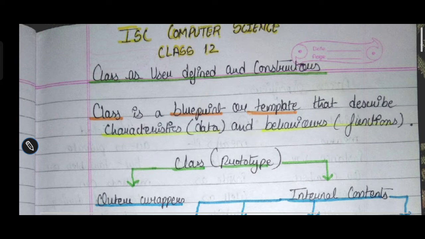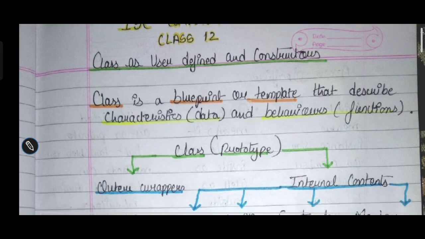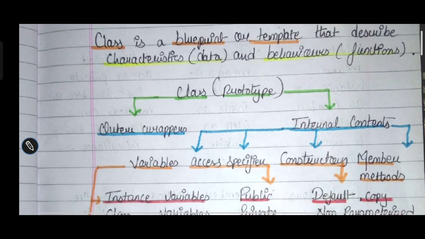What is a class? A class is a blueprint or a template that describes characteristics, that is data, and behaviors, that is also known as functions. I hope you remember these things, as we have studied this in 9th and 10th also, so I think there is no need to explain it again and again. Next is what a class contains. A class is also known as a prototype.